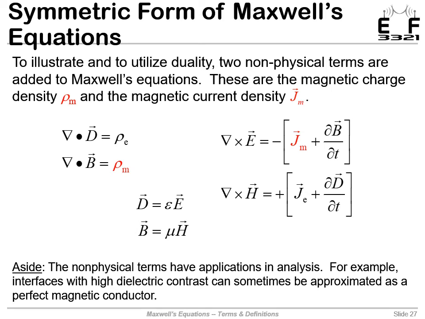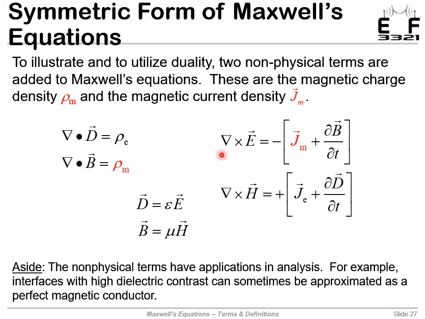Well, that's enough with current, and our last topic is duality. To fully illustrate duality, we'll write Maxwell's equations, but with two additional sort of fictitious terms. We know there is no such thing as magnetic charge, but we can mathematically add a magnetic charge to our two equations. So we'll have a magnetic charge density added to our Gauss's law for magnetic fields, and we can add a magnetic current density to our Faraday's law.